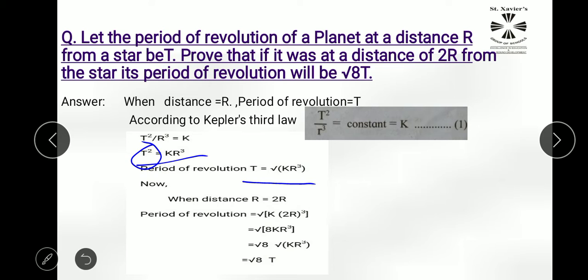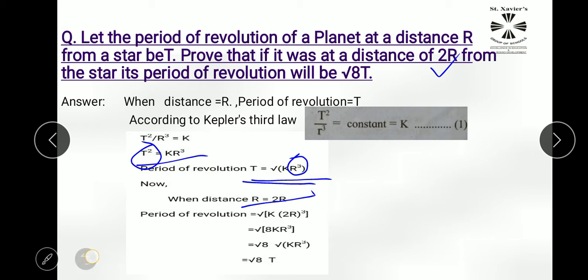Now according to the question, when distance is equal to 2R, instead of R we will take 2R. So here in bracket, instead of R we will take 2R. So here it will become T is equal to under root k, which will remain as it is, and instead of R it will become 2R cube, students.